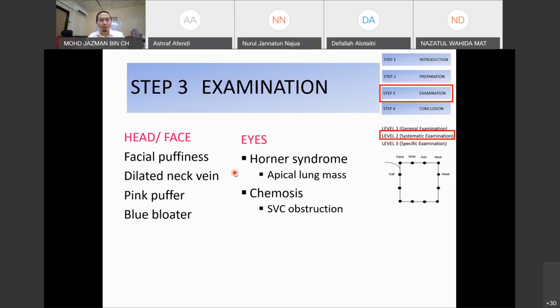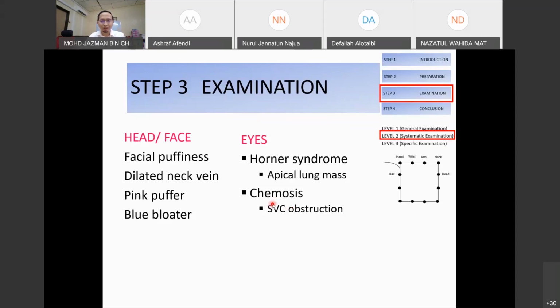Okay, next, eye examination. You look for Horner syndrome and you look for chemosis. I don't have an example of Horner syndrome images or video. You can look up online. It's very easy. The hallmark of Horner syndrome is the partial ptosis. I repeat, partial ptosis. So you need to differentiate between complete ptosis and partial ptosis. There's a difference between these two. That's a clue for you to read up later. Right? Chemosis is the appearance or swelling of the eyeballs due to edema.